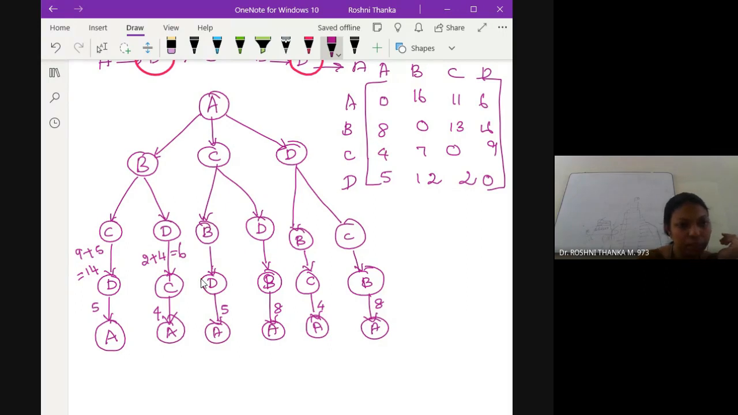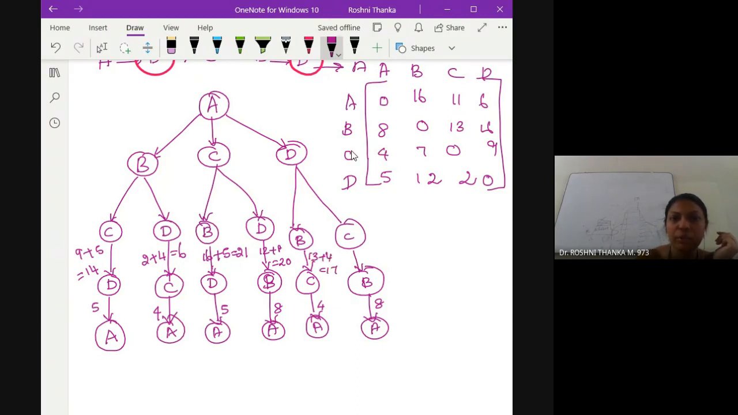Okay, so similarly, the cost of moving from B to D: B to D is 16, so 16 plus 5 is equal to 21. Then the cost of moving from D to B: D to B is 12 plus 8, which is equal to 20. And then the cost of moving from B to C: B to C is 13, 13 plus 4 is equal to 17.